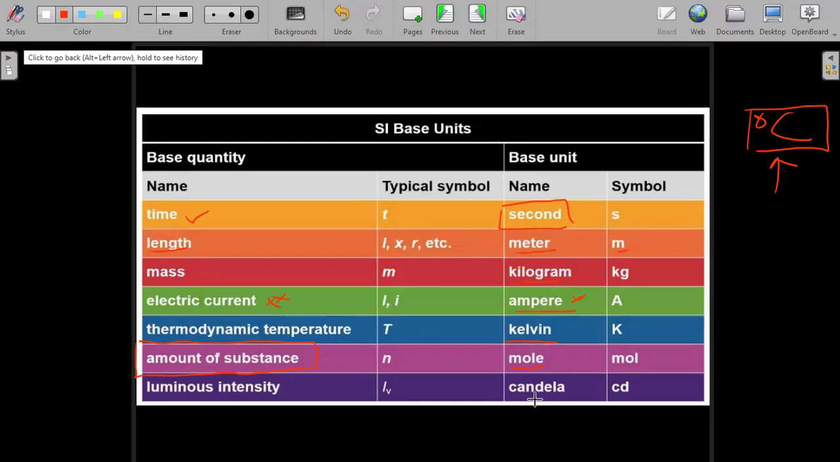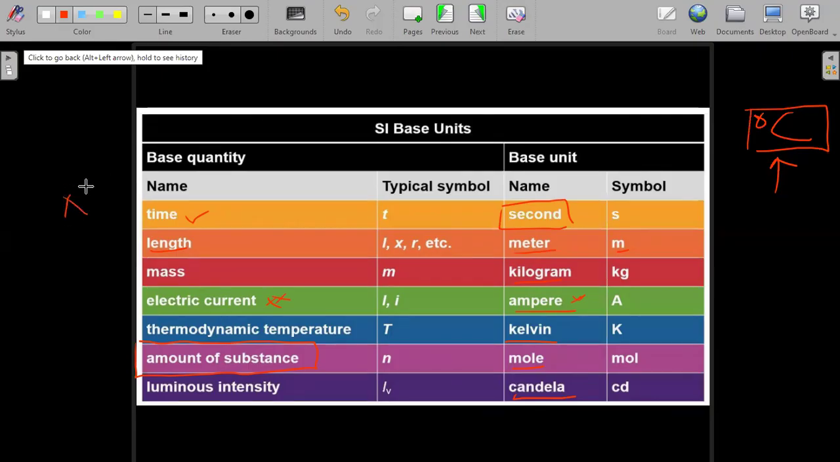And then the last one is the candela. You are not going to be talking about the candela unless you are majoring in a course that deals with a lot of physics and chemistry, and you start learning optics. That's when you deal with the candela. But in first year, you're not going to be talking about the candela. So these are the 7 base units that we have. From these base units, we can come up with all the other units that you can think of.